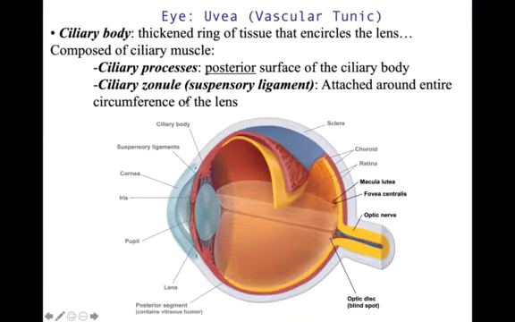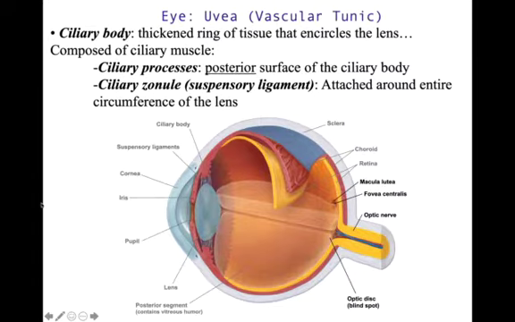All right, the next one, as we go towards the front. Again, this is the choroid coat, posterior 5/6. And then when we get to the front, it begins to thicken right here. This thickening is known as the ciliary body. It's also part of the vascular tunic. The function of the ciliary body is that it changes the shape of the lens.